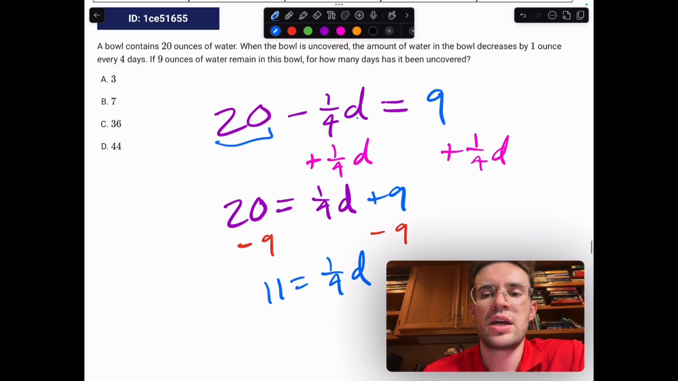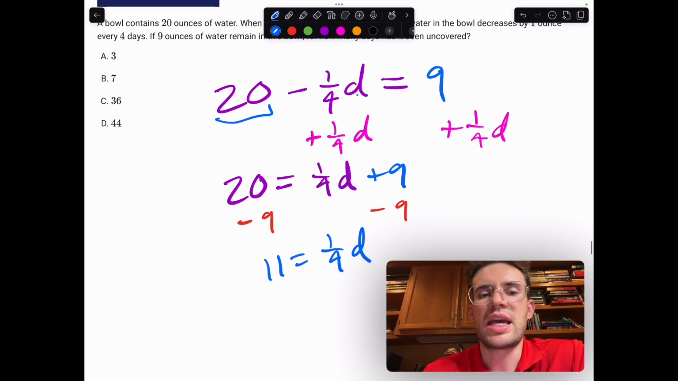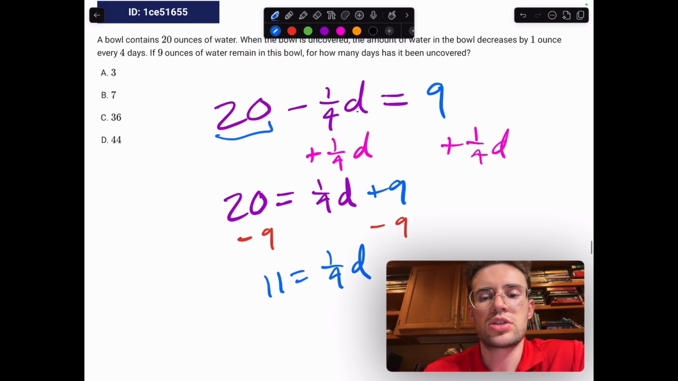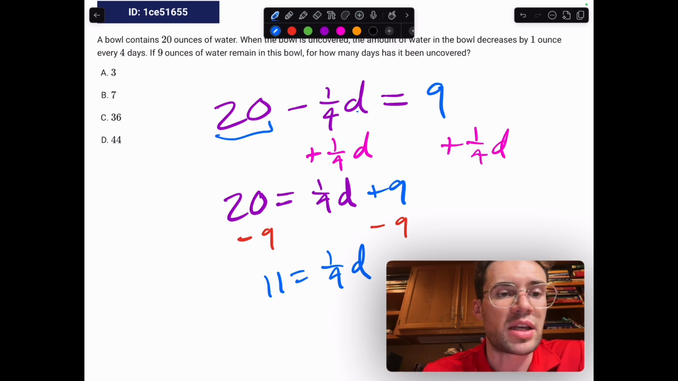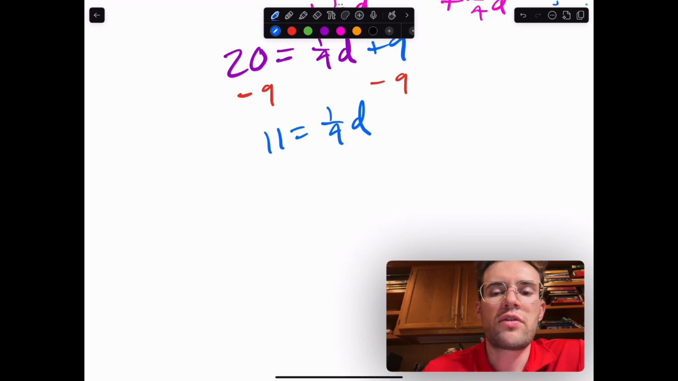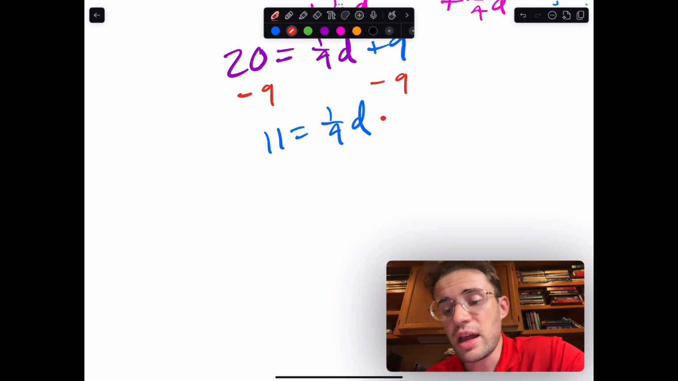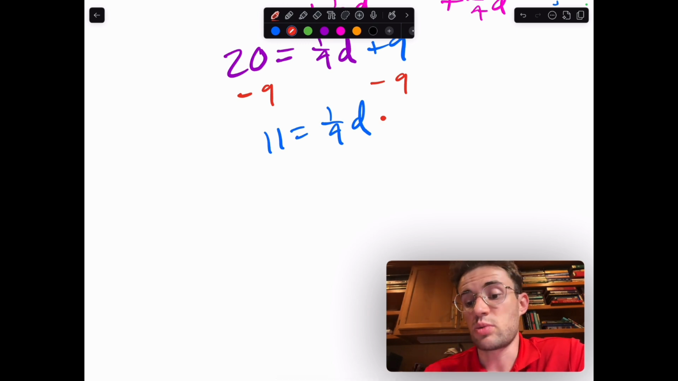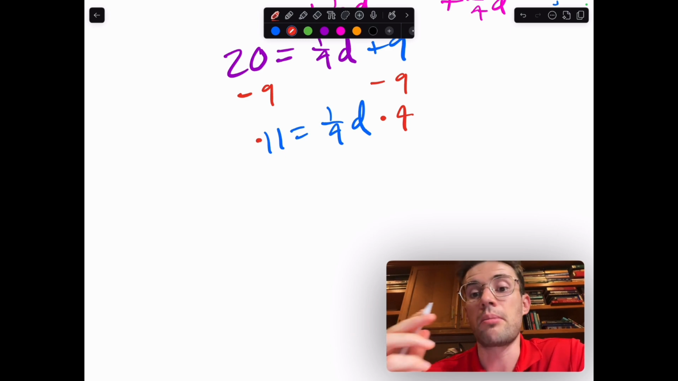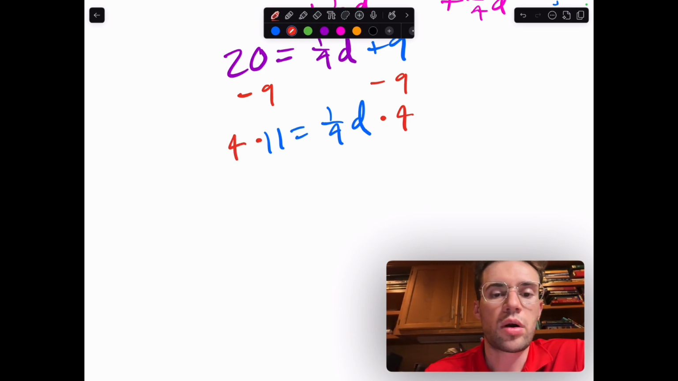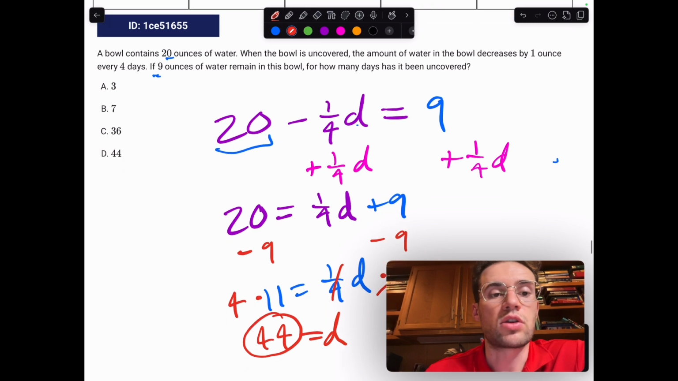So you can think of this as how many days would you have to lose 1/4 of an ounce so that you lose 11, right? We know we lost 11 because it went from 20 down to 9. So now we know 1/4 times d is 11. We want to find just what d is, the number of days. So the opposite of times 1/4, you could think of it as divide by 1/4, but I would just say times 1/4 is like dividing by 4. The inverse of that would be multiplying by 4. So we multiply both sides by 4. That gives us that d, the number of days, is equal to 4 times 11 is 44. It's been 44 days of losing a quarter of an ounce.